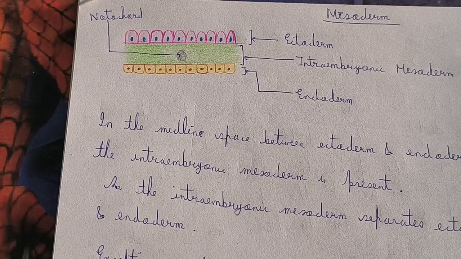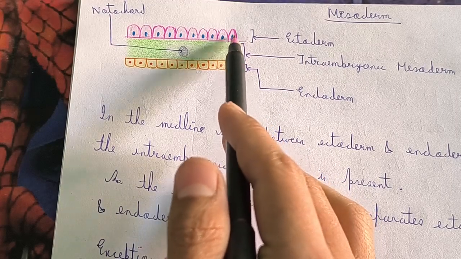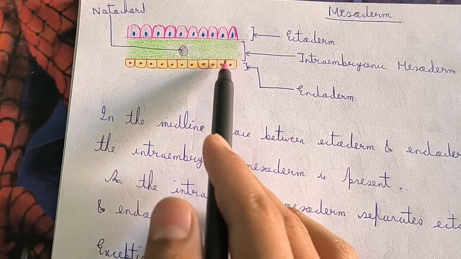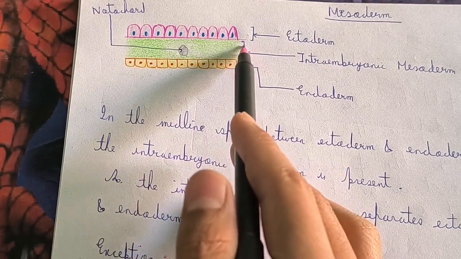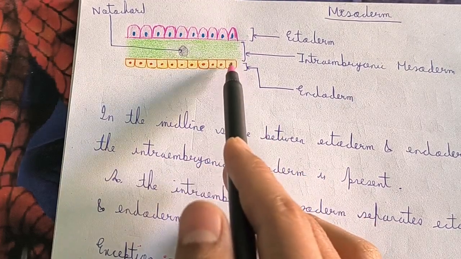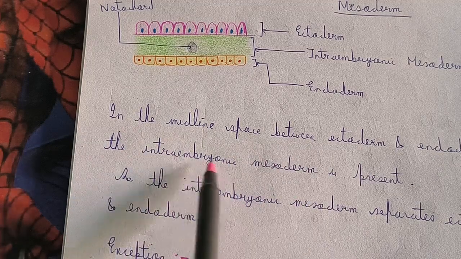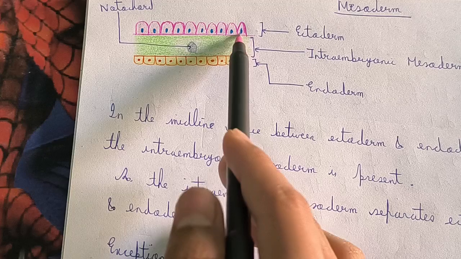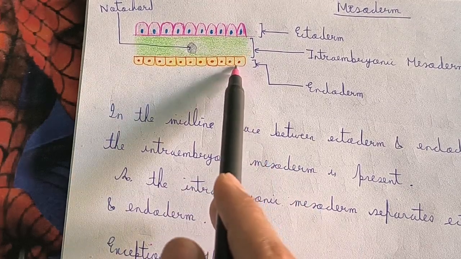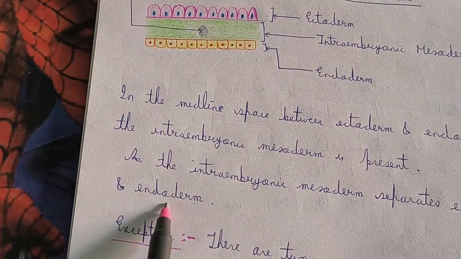So today's video is about the mesoderm topic. First of all, we all know that this is the ectoderm, this is the endoderm, and this is the midline space between the ectoderm and endoderm. Here we know that the intraembryonic mesoderm lies in the midline space between the ectoderm and endoderm. You can notice that this intraembryonic mesoderm separates ectoderm from endoderm. So I have written that the intraembryonic mesoderm separates ectoderm and endoderm.